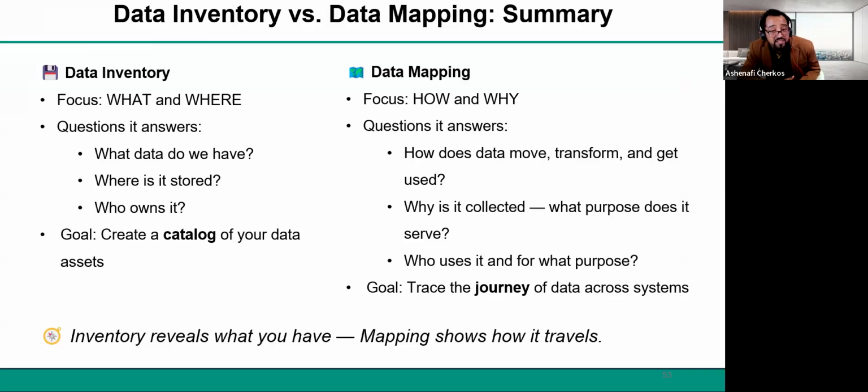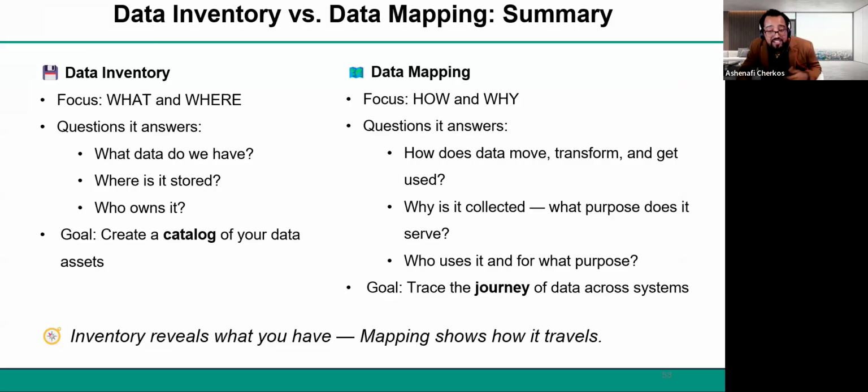So the inventory serves as a foundation. They are interrelated, and the inventory usually serves as a foundation, giving a clear picture of what data exists, where it resides, and who is responsible for it. But data mapping builds on that foundation by showing how this data flows, transforms, and interacts across systems, teams, and processes. Think of this as a library.